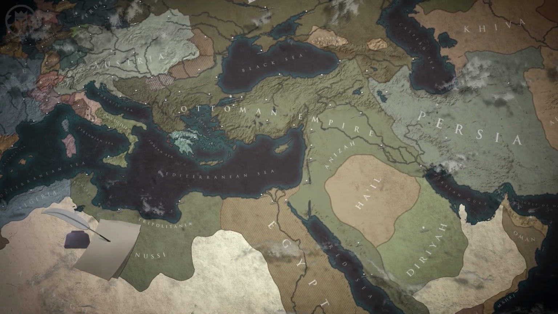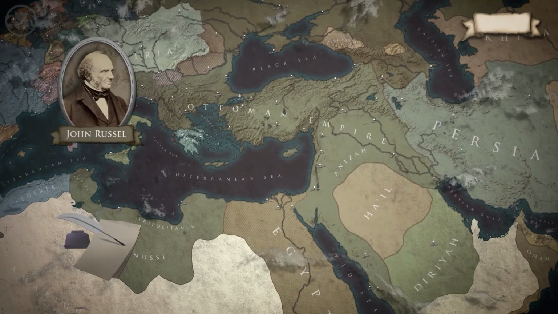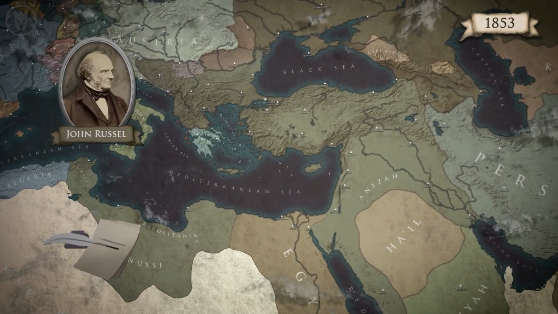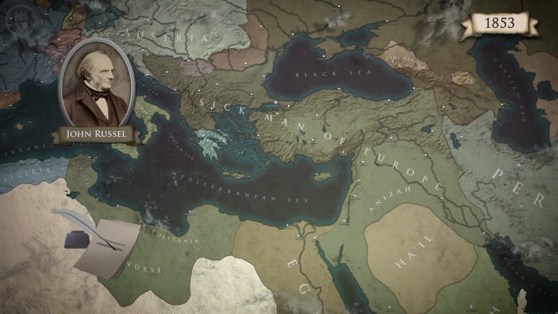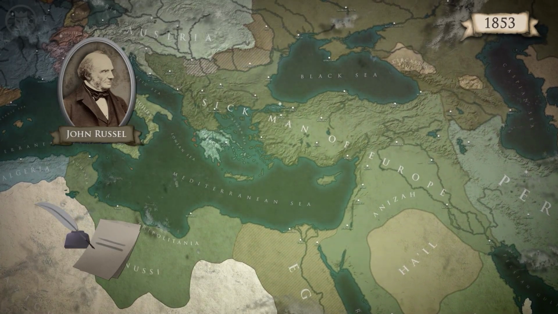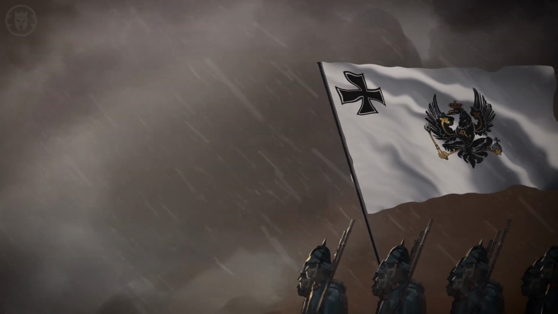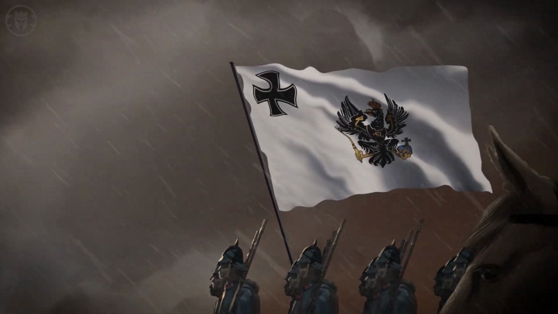Indeed, British statesman John Russell would go on in 1853, during the run-up to the Crimean War, to describe the ailing empire as the sick man of Europe. With nationalism and revolutions on the rise, one man would emerge to shake up Europe.